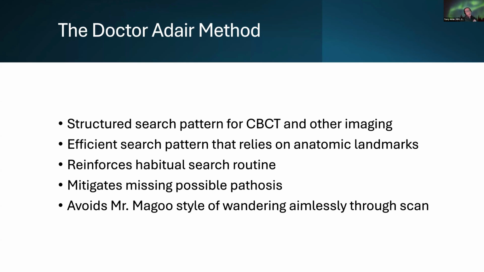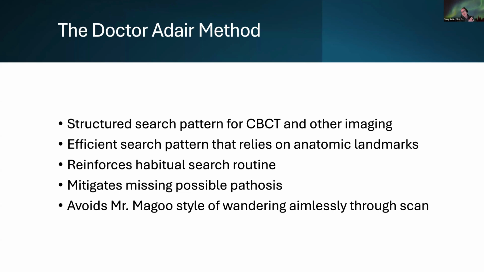So the importance of having a search pattern, whether you use the Dr. Adair method or any other one, is fine. But you want to develop a habitual search routine that you go through a scan the same way every time. And you either say to yourself or think aloud these landmarks that you're expecting to see, so you can identify any anatomic variants or pathosis. That's ultimately what we're looking for. We don't want anything bad going on, and if there is, we want to see it.